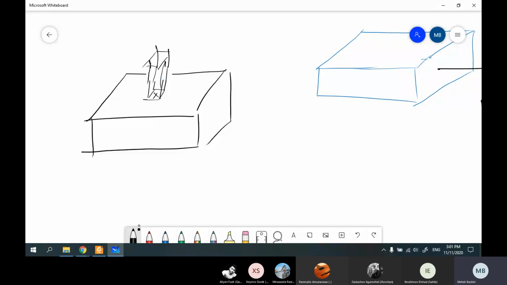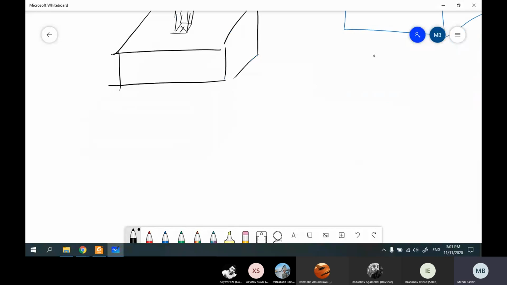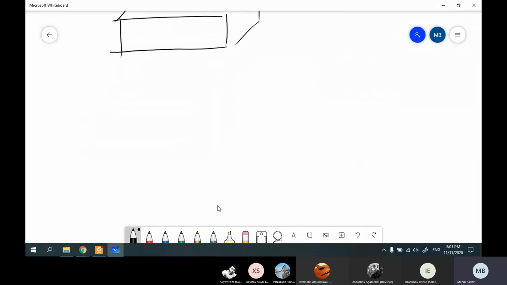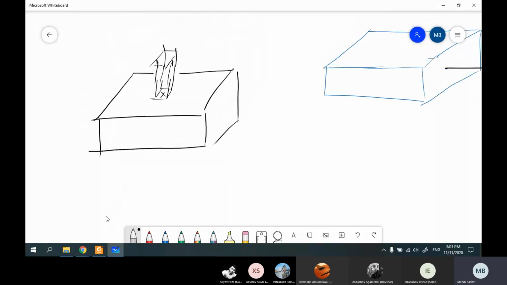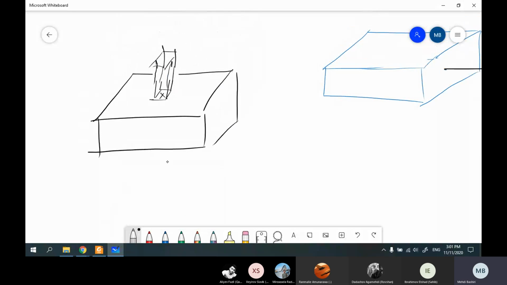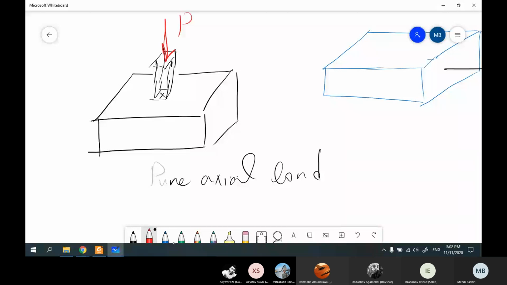Okay. In the second case, what is this among these three cases? This one is pure axial load. So you can see that all we have is an axial force and no other loadings.